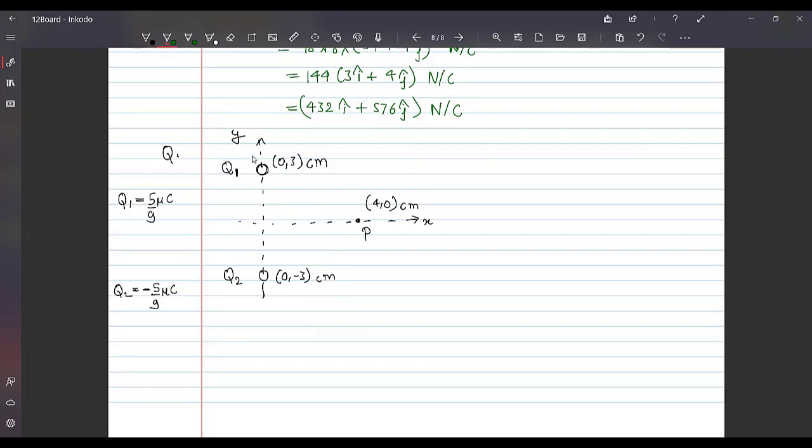To solve this, you can just mark this point as A, mark this point as B, and use the principle of superposition. The net electric field will be the electric field due to the first charge plus the electric field due to the second charge. Try to find it out. Try to find the answer for this.